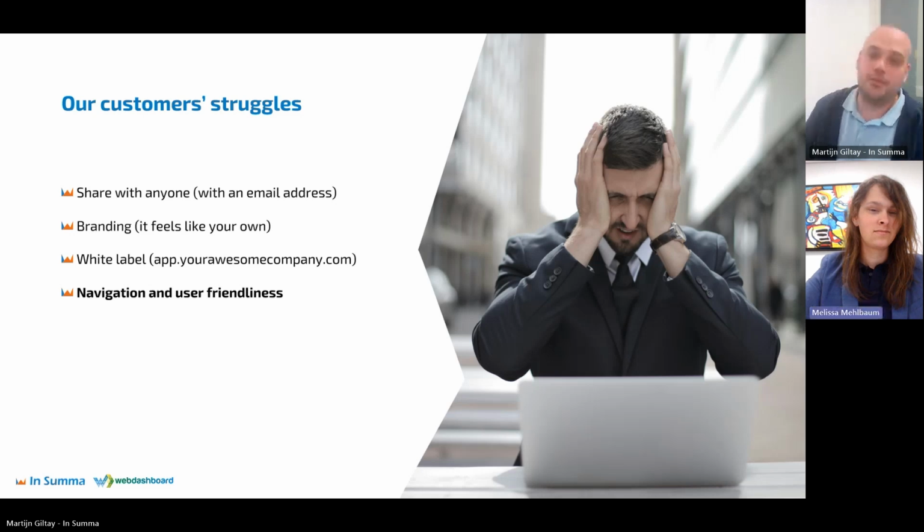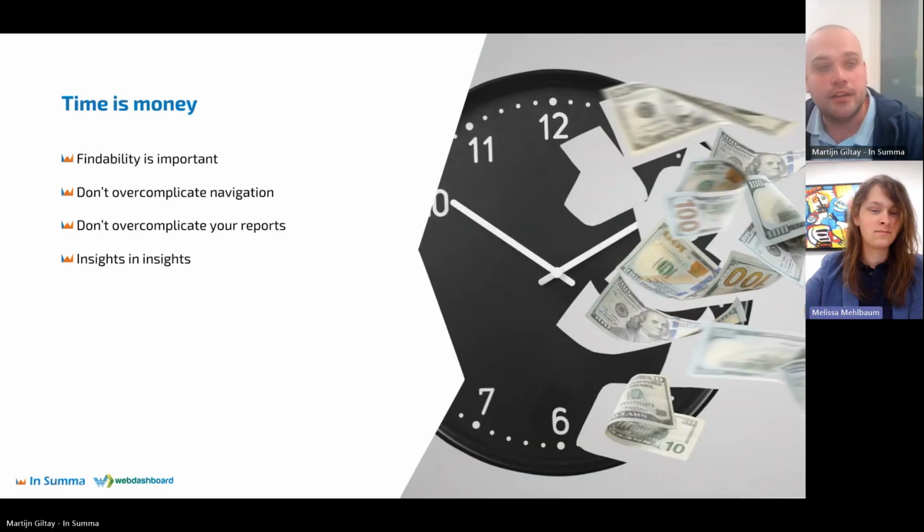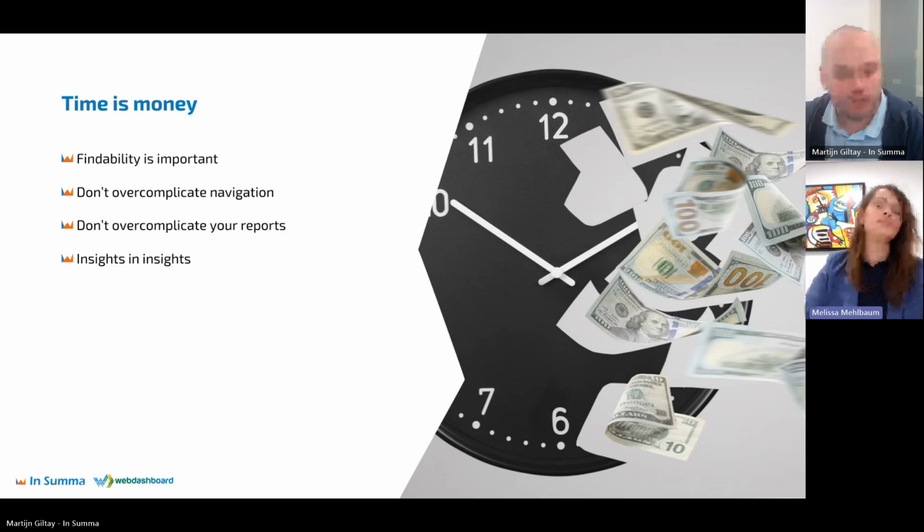Well, and why should you do something about it? Well, time is money. Findability is just as important. If somebody can't find it, the higher they are in the tree of the company, the higher their C level, they're probably the most expensive people in the company, and they just waste time on it. That's basically what it is. So don't overcomplicate your navigation. Make it as easy as possible. Two clicks and you're there.